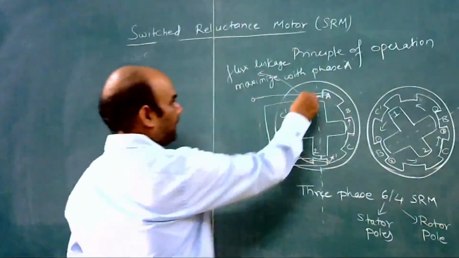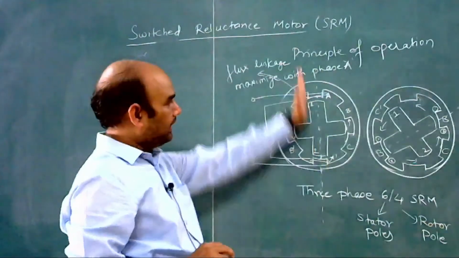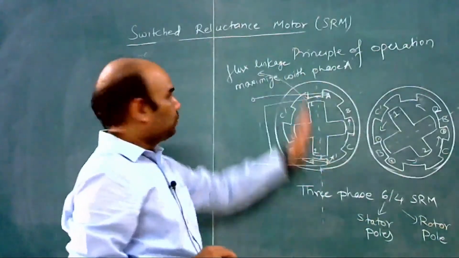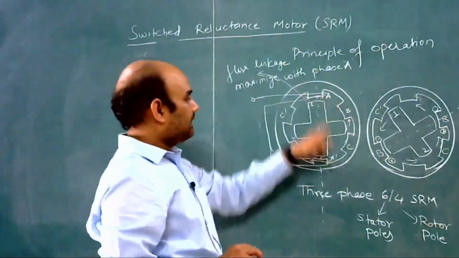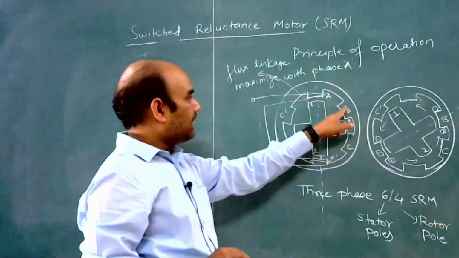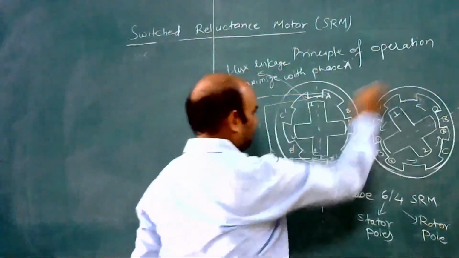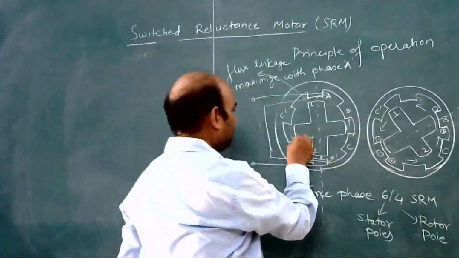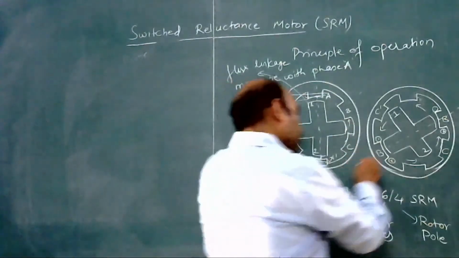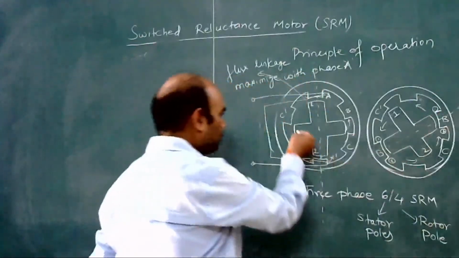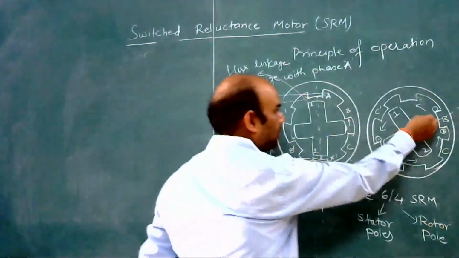Okay, so when phase A is energized, the rotor will align with the axis of phase A to have maximum flux linkage with phase A. Then we de-energize phase A and energize phase B. This rotor pole will get attracted to the axis of B, so it will rotate in the clockwise direction. So this will have maximum flux linkage.